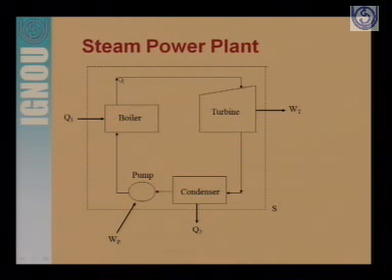In this case, you see, we have considered a boundary, and inside this boundary there are heat interactions and work interactions. Q1 is the heat supplied to the working substance, Q2 is the heat going out from the working substance to the surrounding, WT is the work done by the system, which is positive, and work done on the system is WP.